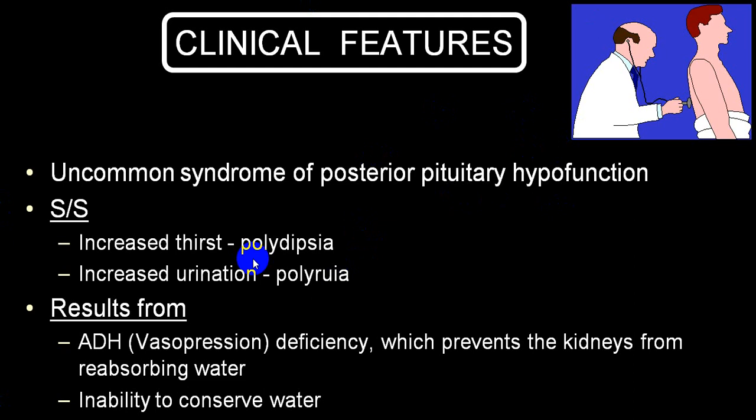So in the clinical features, the most common are polydipsia and polyuria. And because of polyuria, the person will develop nocturia. Secondary to nocturia, if fluid is not replaced, the person can have symptoms and signs because of hypovolemic hypotension. And if severe enough, the person can even develop a shock stage.